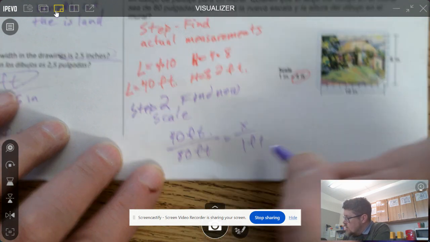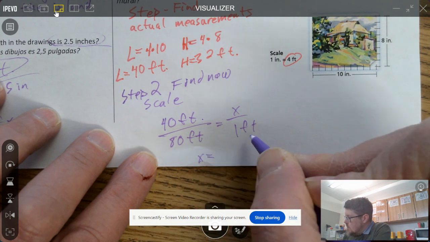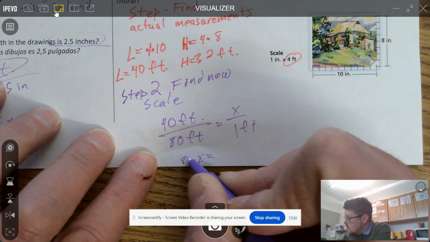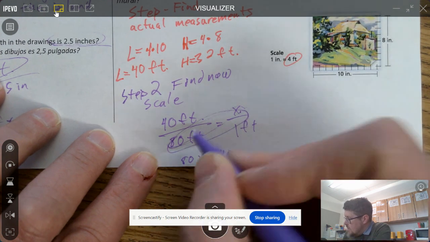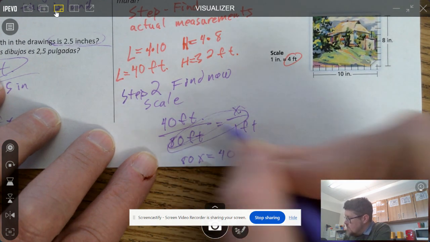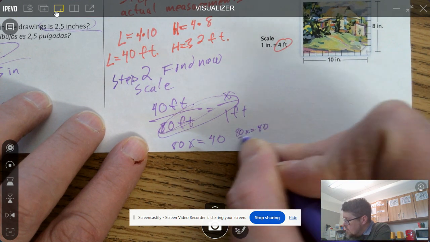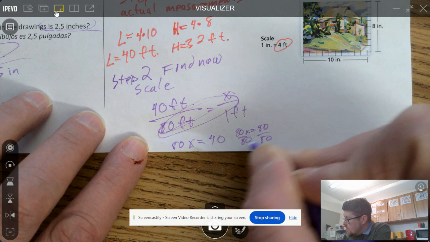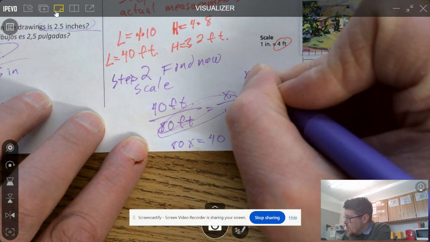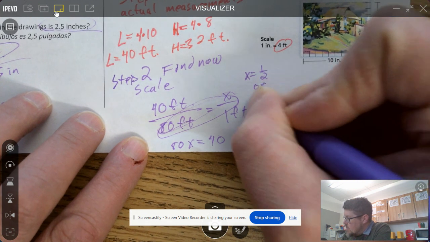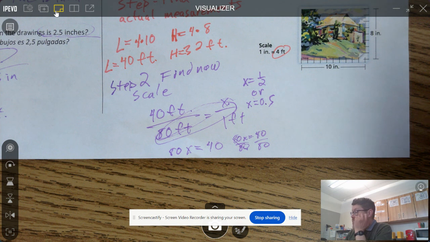And so we kind of multiply across here. We get 80x equals 40, right? Gosh, 80 times x is 80x, 40 times 1 is 40. So we divide by 80. Man, I'm running out of room here. And then we get x equals either 1/2 or x equals 0.5. Either way, that's our new scale.